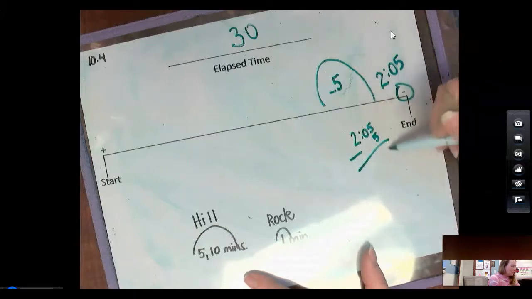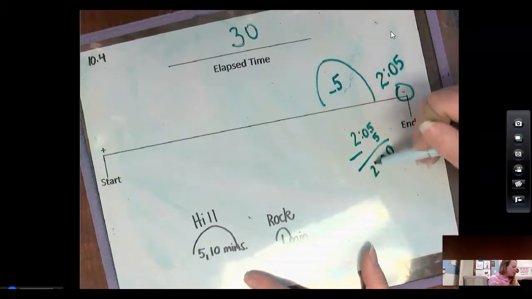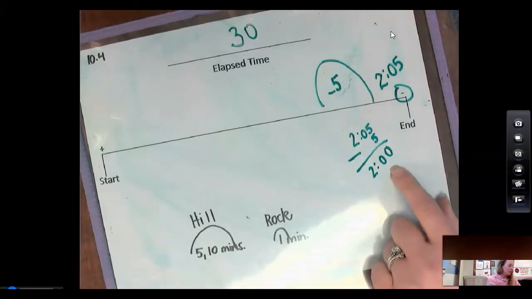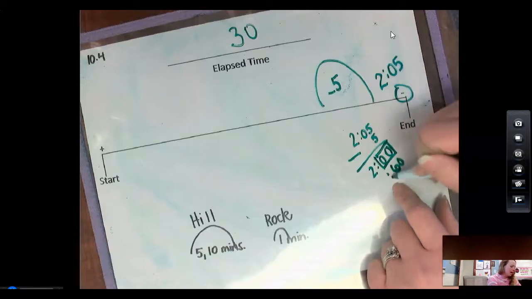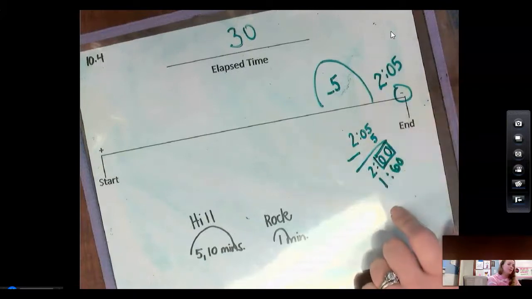5 minus 5 is 0. Drop your 0, drop your 2. So right now it's at 2 o'clock. So what do we do when we have double zeros? We're going to change that to 60. And then we're on the minus side of the clock, so it's going to become 160. 160. All right, so what am I going to do now?